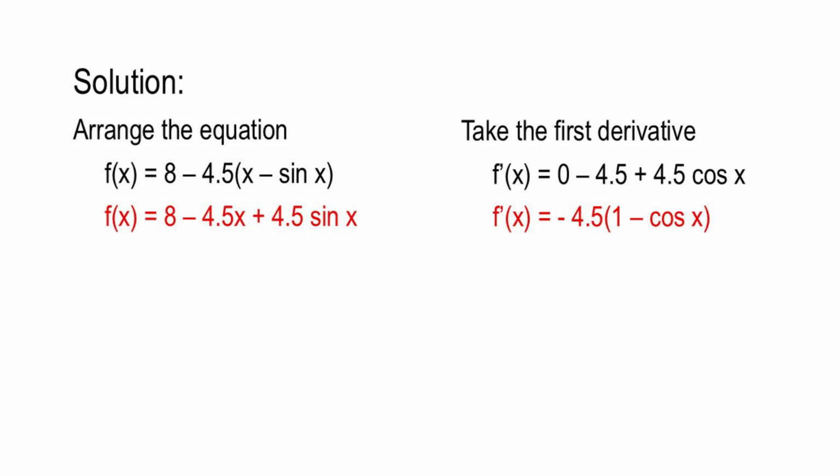Next, take the first derivative. So f prime of x now is equal to the derivative of 8, which is a constant, is 0, minus the derivative of minus 4.5x, which is minus 4.5, and the derivative of 4.5 sine of x. The derivative of sine is cosine, so the result is 4.5 cosine of x. To simplify, we have now f prime of x is equal to minus 4.5 times (1 minus cosine of x).